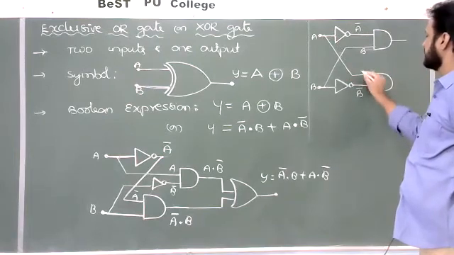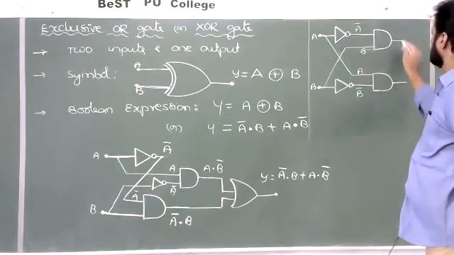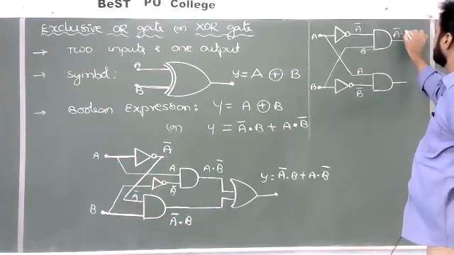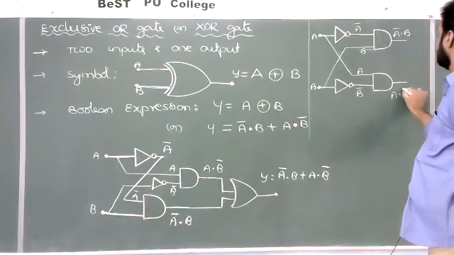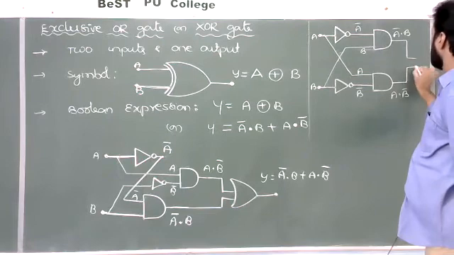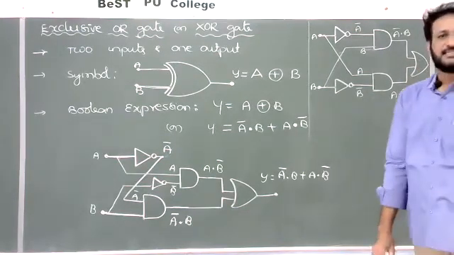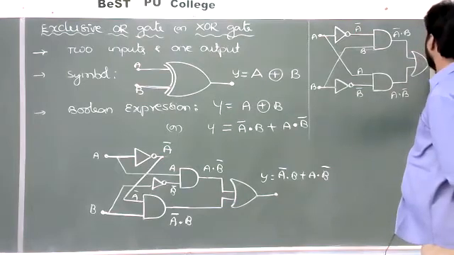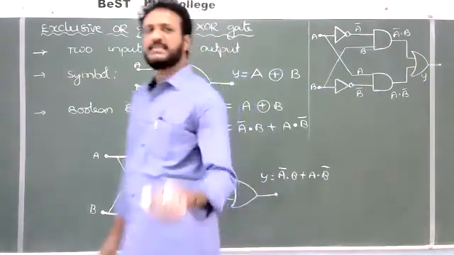Connect like this, so this becomes A. So we'll get the output here equal to A complement into B. Here it is equal to A into B complement. Both will be connected, and since you should add them, you have to connect them to one OR gate. Whenever we connect the OR gate, we get the output value Y equals A into B complement plus A complement into B.